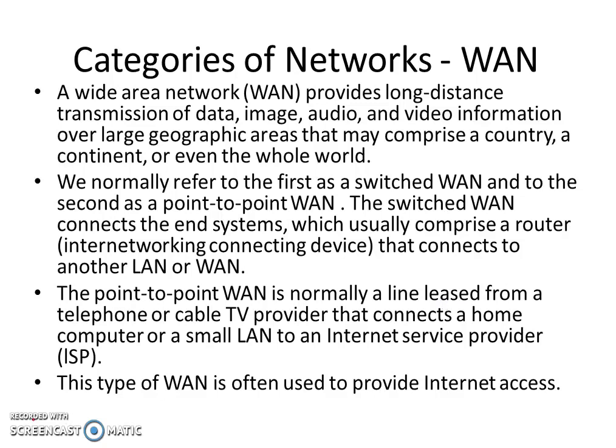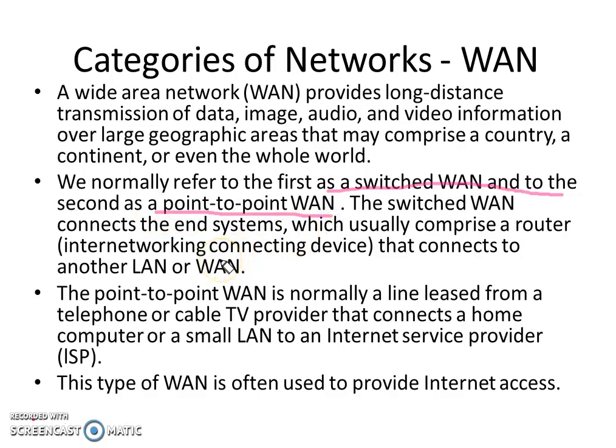Next category of network is WAN, the wide area network, which provides long distance transmission of data, image, audio and video information over large geographical areas. If you want to extend a LAN to wider areas, then we can go for wide area networks, which span more than 100 meters. There are two types of WAN available: switched WAN and point to point WAN.